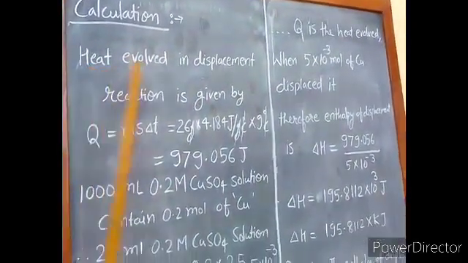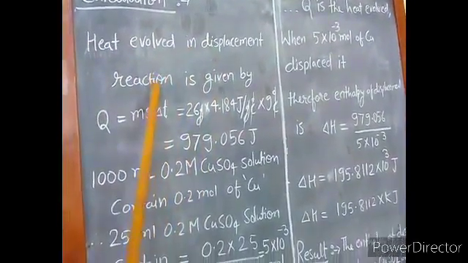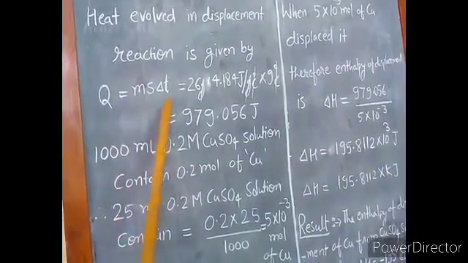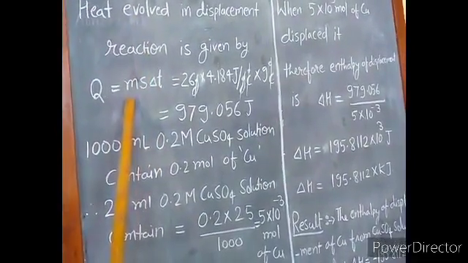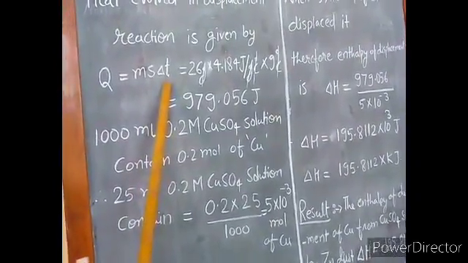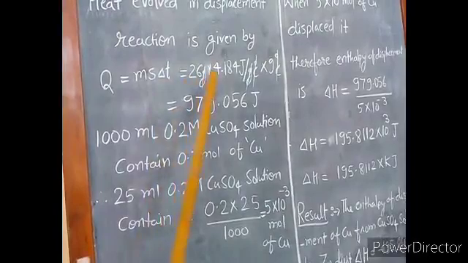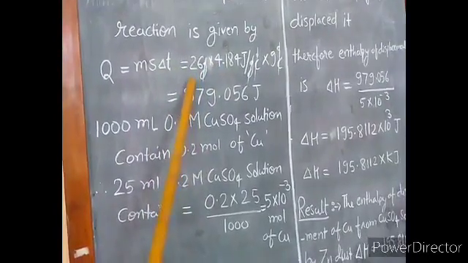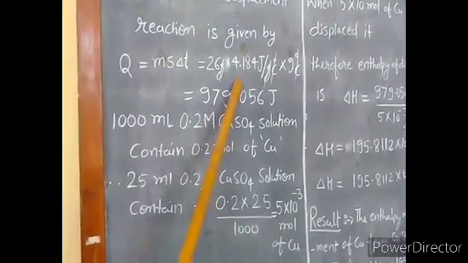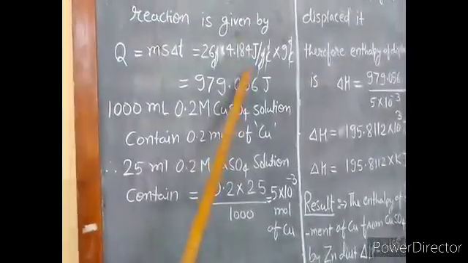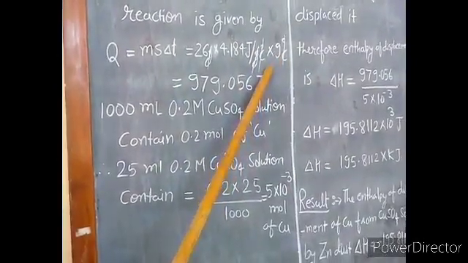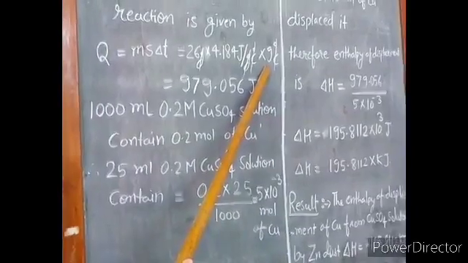First step, that is heat evolved in displacement reaction, is given by Q is equal to m s delta T, where m is the mass of solution, s is the specific heat of water, and delta T is rise in temperature. So in observation we have seen the mass of solution is 26 gram, the specific heat of water is 4.184 joule per gram degree Celsius, and rise in temperature we had seen that is 9 degrees Celsius.